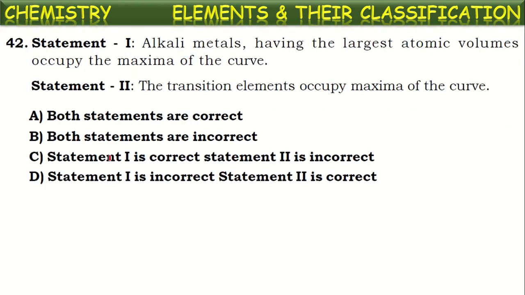Okay, next one. See the first statement. Alkali metals having the largest atomic volumes occupy maxima of the curve. Yes, in the curve given between atomic masses and volumes, alkali metals have greater volumes. So they are occupying maxima in the curve. This is correct.